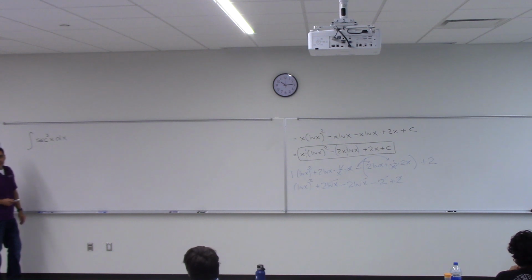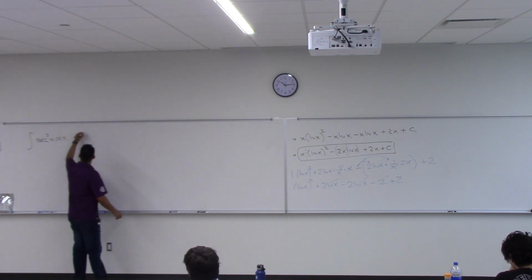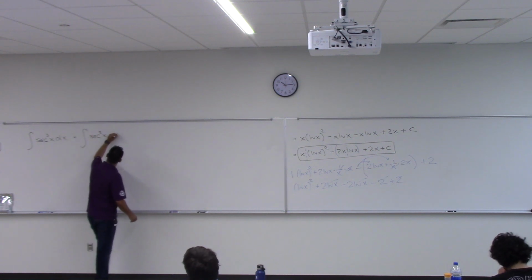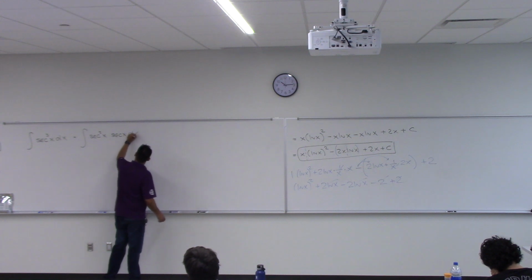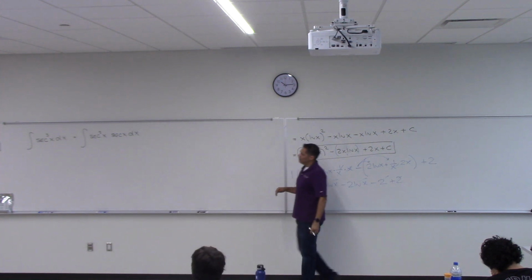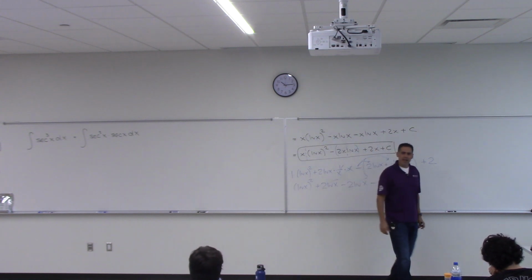Well, split it up, how? You want to do secant squared x times secant x? But you could bring cosines in as well if you wanted to, but look at that right there, just as that is.